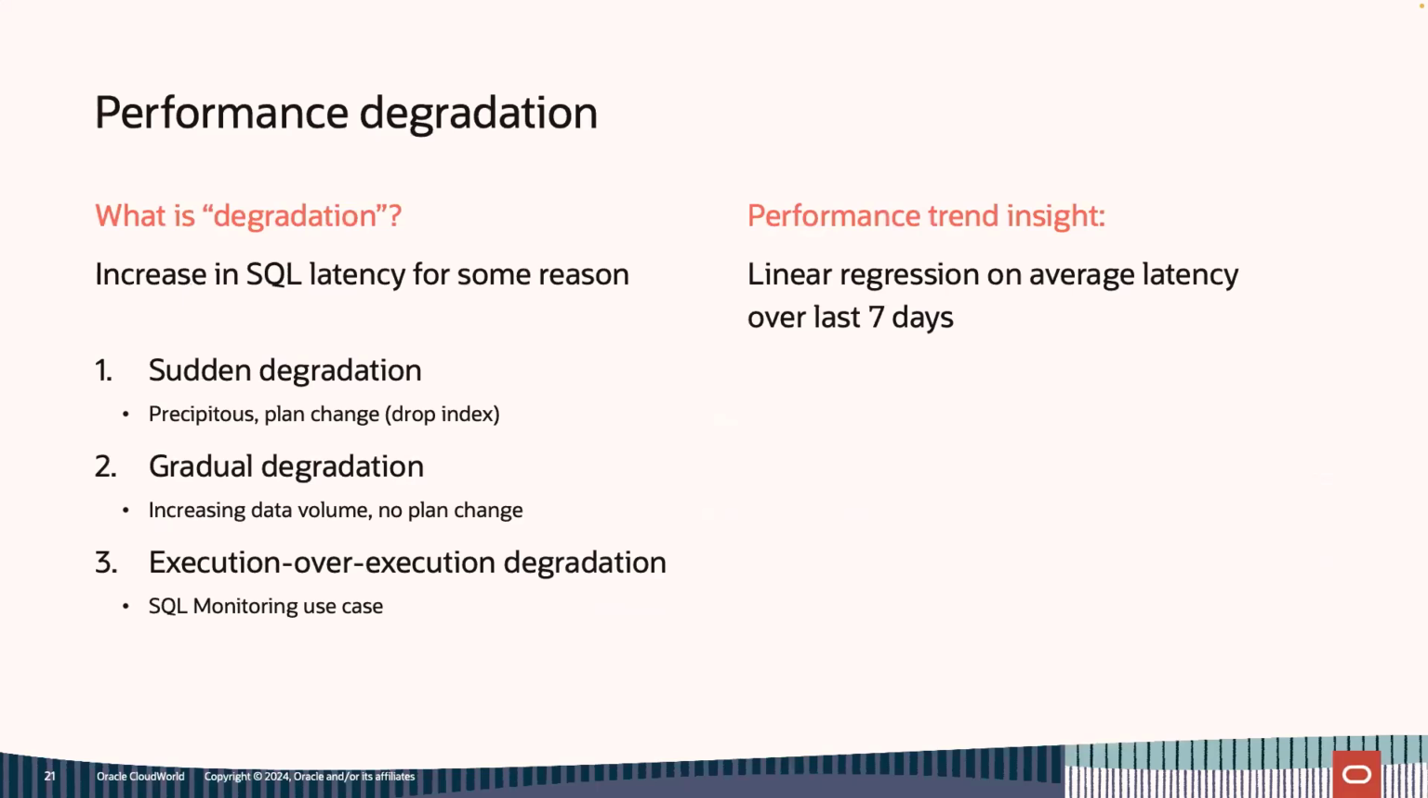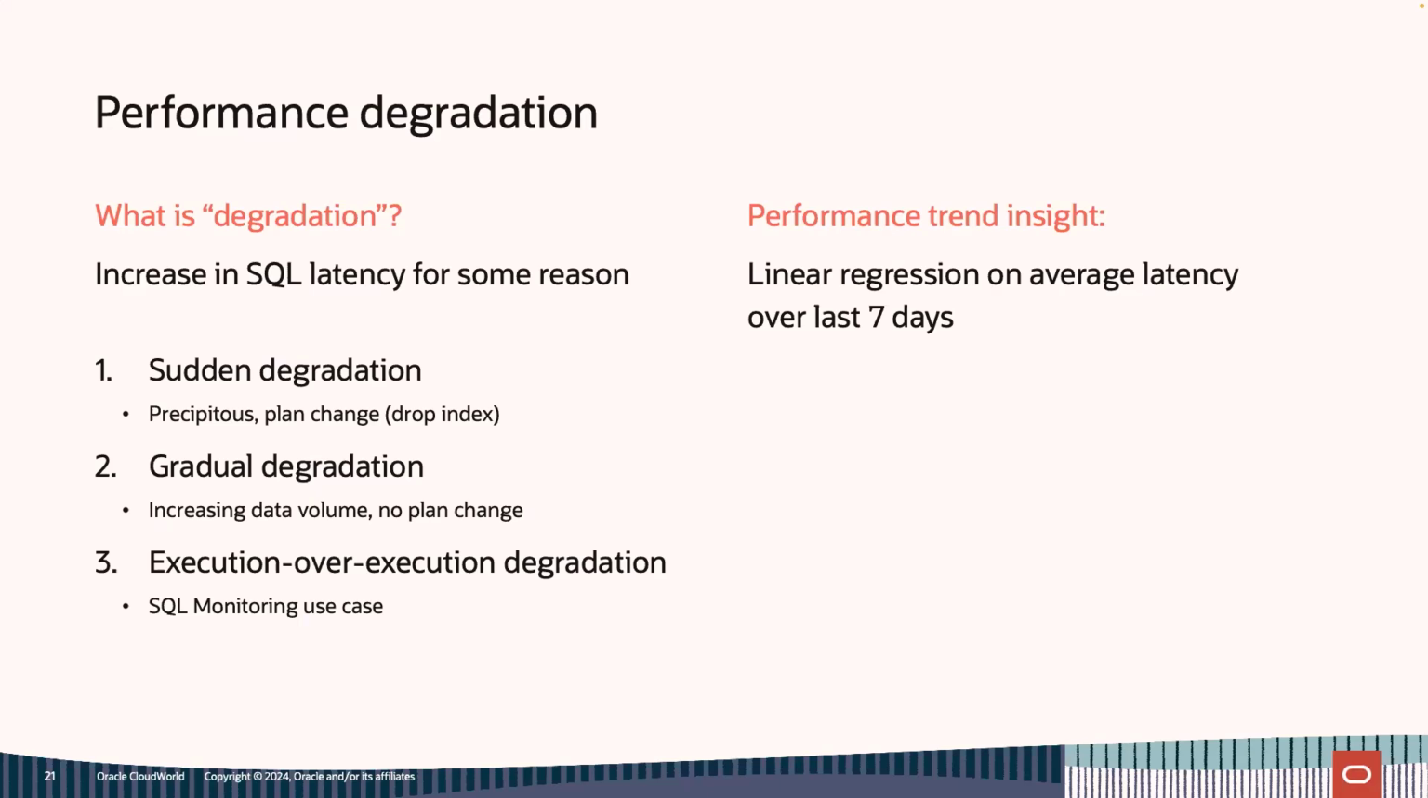So performance degradation. What is degradation? Basically, it just means an increase in the latency per execution for some reason. Degradation could be sudden. The SQL is running great, and then all of a sudden it's running terrible and taking way longer. What could cause that? Somebody drops an index that the SQL needed. That's going to be a plan change, but it's also potentially sudden degradation, because the index is there for performance. If it goes away, then performance likely suffers right away.